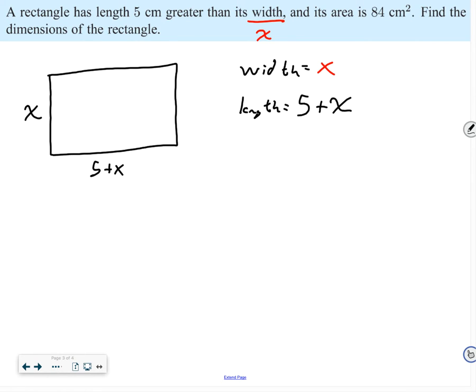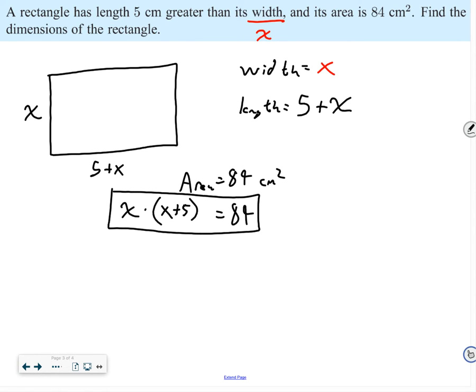So I know that area is equal to 84 centimeters squared. Well, how do you calculate area of a rectangle? That's width times length. So for our example, it's x times the quantity x plus 5. This is equal to 84. So now I have my equation. If I distribute my x through, I get x squared plus 5x equals 84.